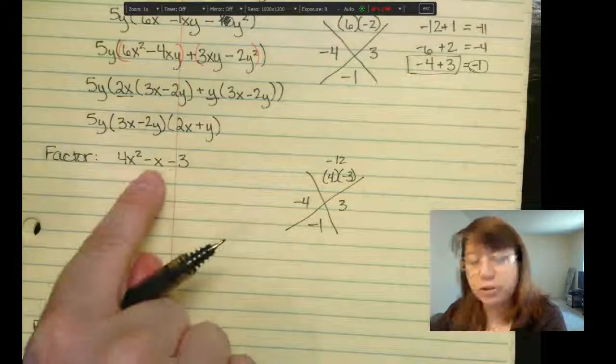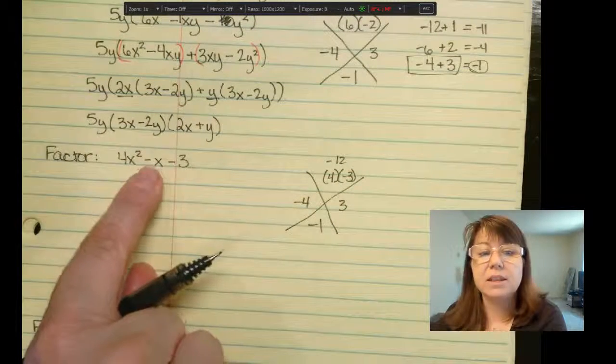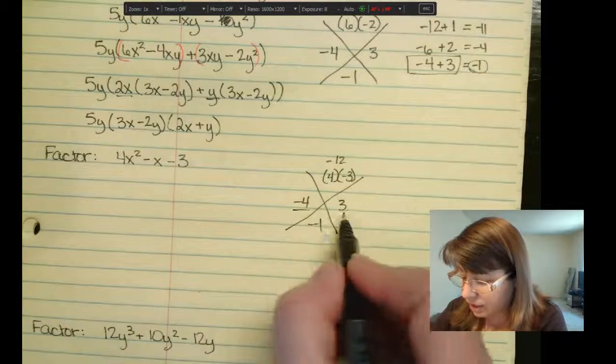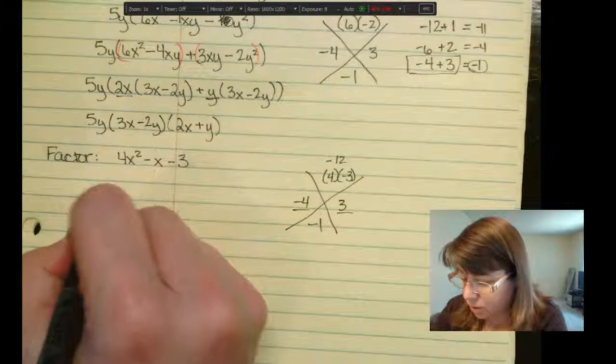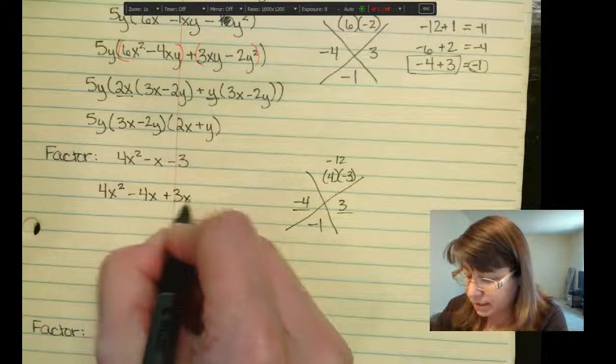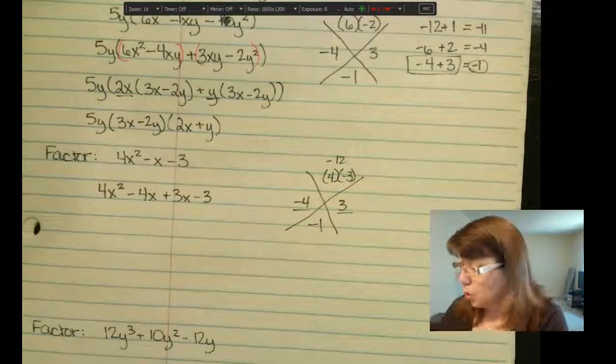Again, I know my larger number is going to be negative because the sign in the middle is negative. I'm going to rewrite the middle term using the negative 4 and the 3. 4x squared minus 4x plus 3x minus 3. Group them.